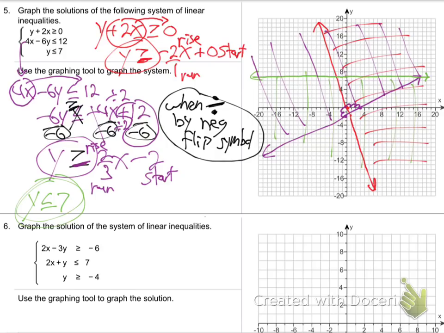Where do all three shadings overlap? Looks like it's right in here, doesn't it? Where all three, above the purple, below the green, above the red, right in there, that little triangle zone is where all three shadings overlap.